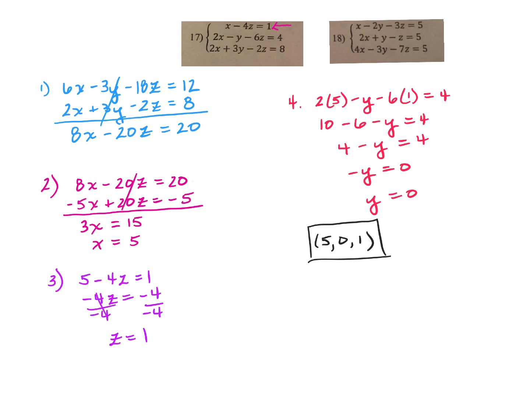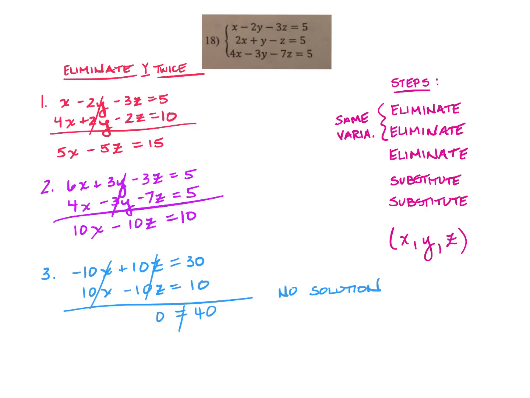Let's take a look at 18. So if we look at 18, you'll notice that all three equations have all three variables. So basically, when you're in this situation, if you look to the right, I've written down the steps. You're going to eliminate 3 times. The first 2 times, you're going to eliminate the same variable just from 2 different equations. Then you'll have 2 equations that have just 2 variables, and it becomes like the problems you've been doing in my class, and you have to eliminate 1 more time.